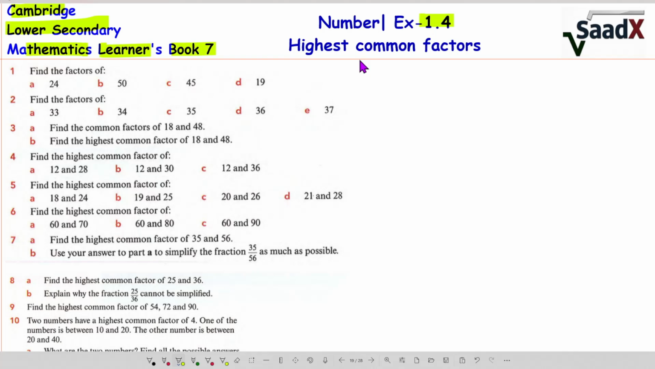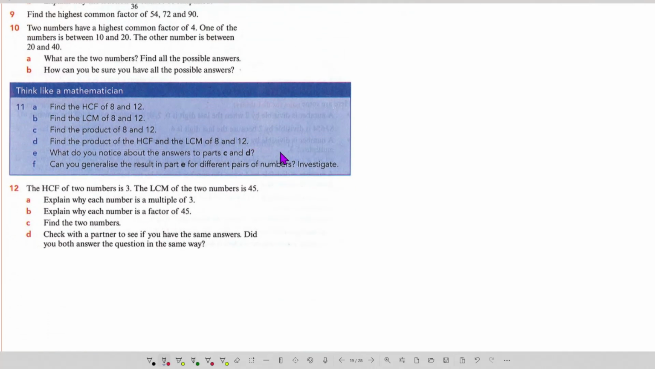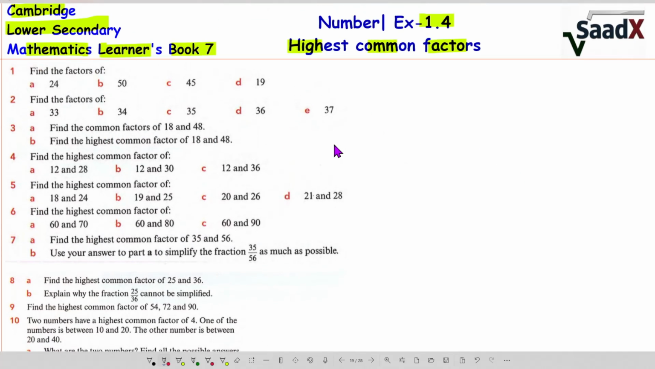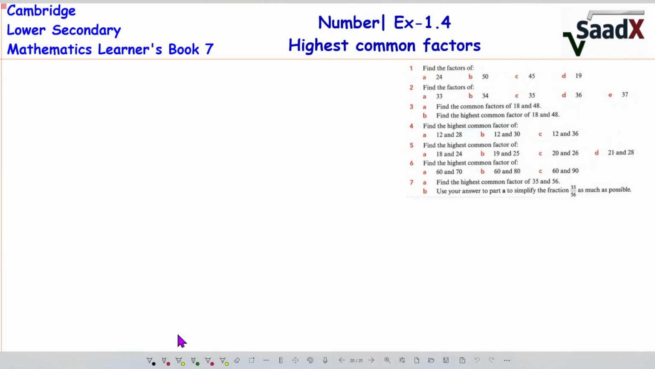Today we will start the first episode of highest common factors. This exercise 1.4 has lots of math, 1 to 12. So in one video we will not solve this one. We try to make this one in several episodes. So from 1 to 4 we will start the first episode. Let's start. Number 1.